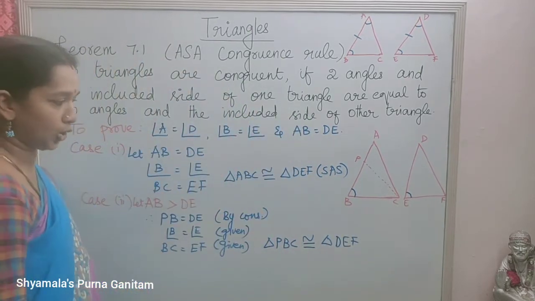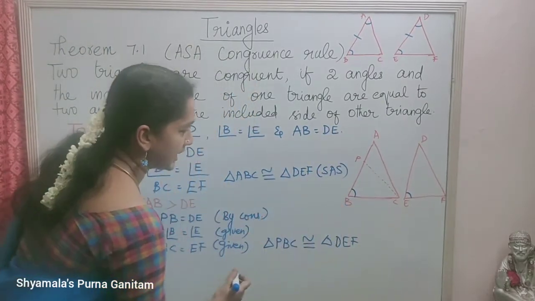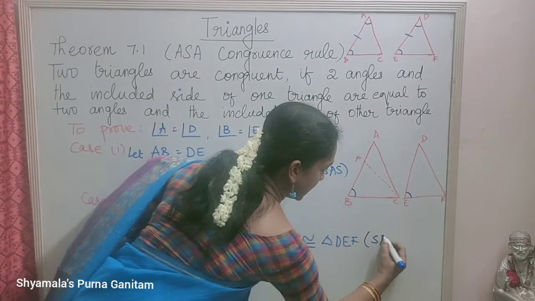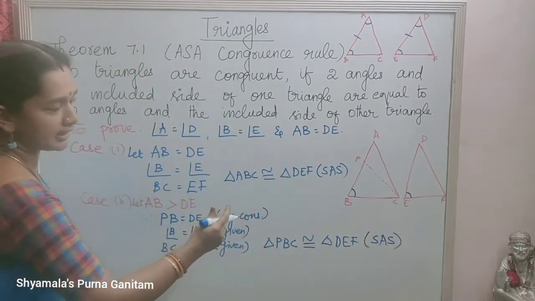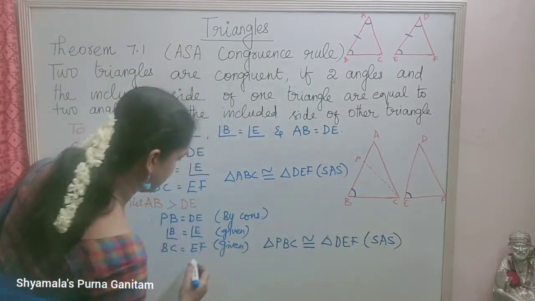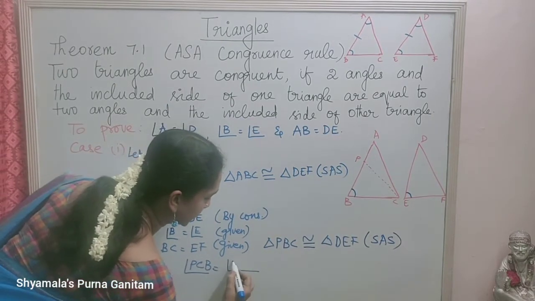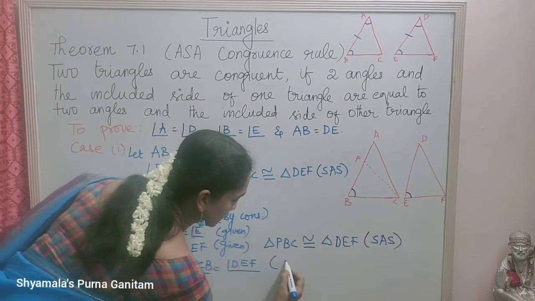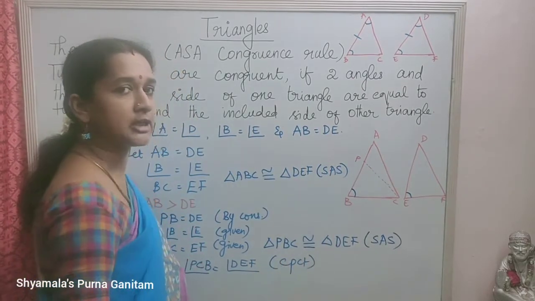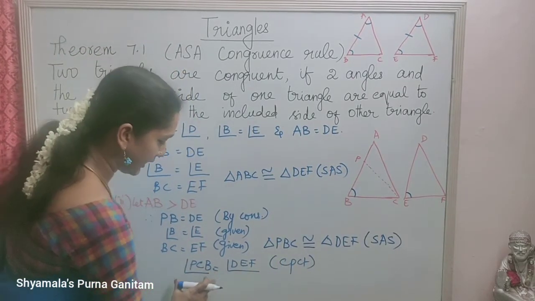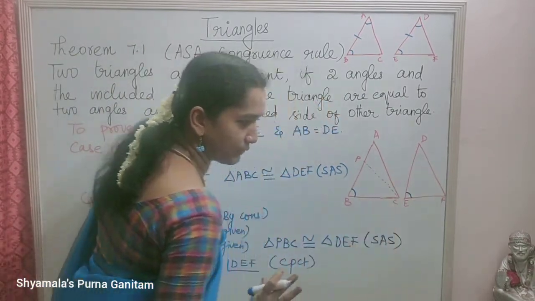So if PBC is congruent to DEF, angle PCB is equal to angle DEF. This is by CPCT, by corresponding parts of congruent triangles. So by that we can say that PCB is equal to DEF.